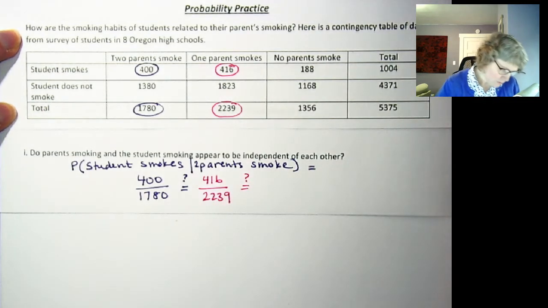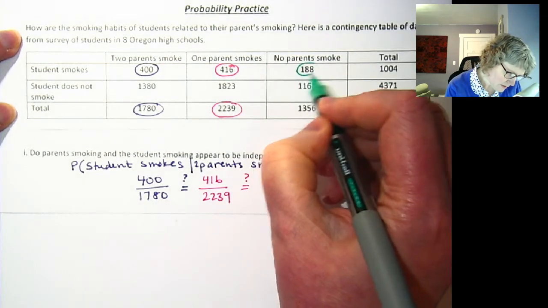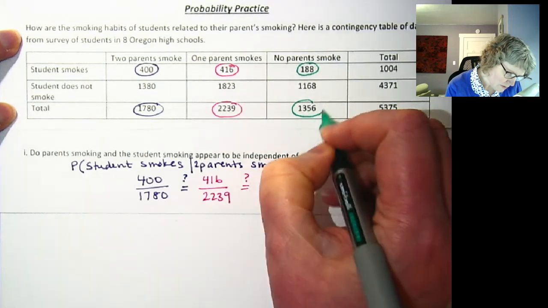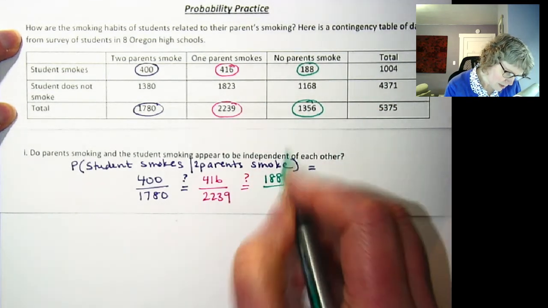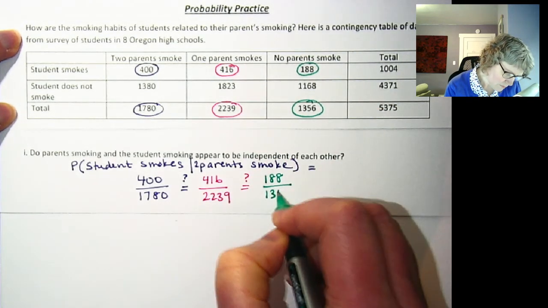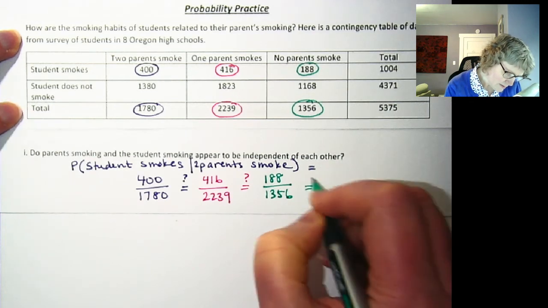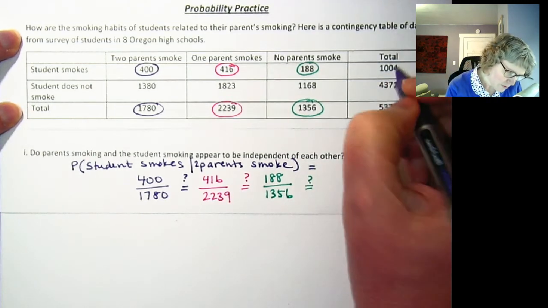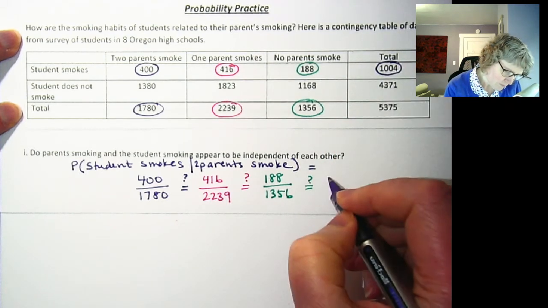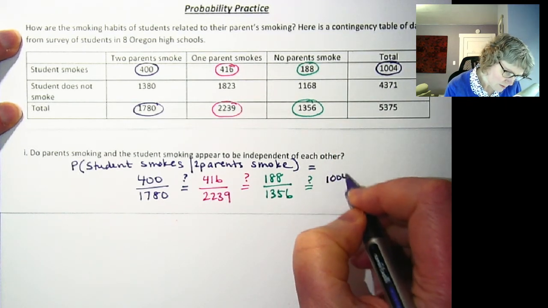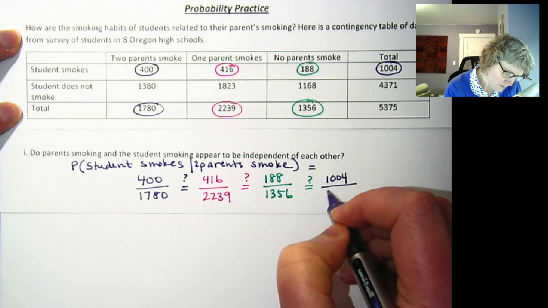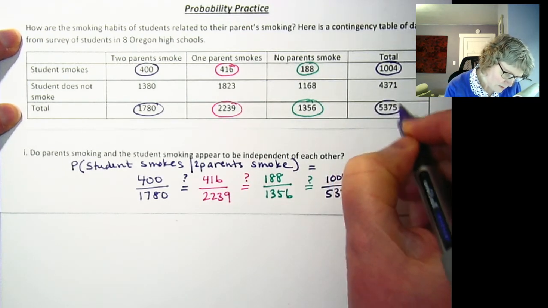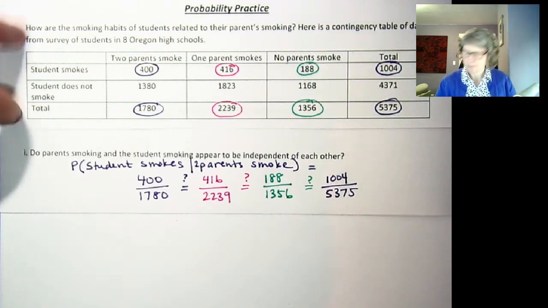Is that equal to the probability that the student smokes given no parent smokes? So 188 over 1356. And is that equal to our overall marginal probability that the student smokes? 5375. So 1004 out of 5375.